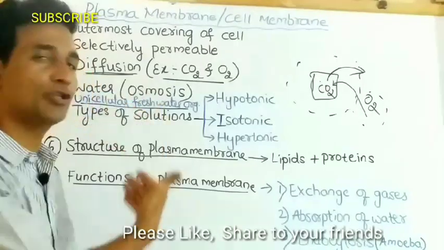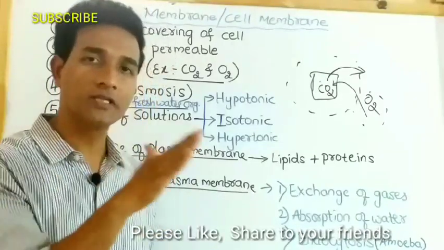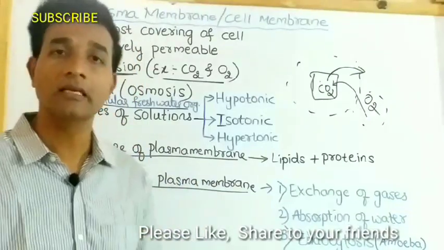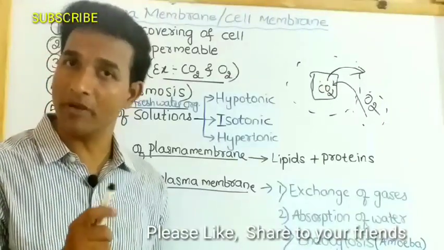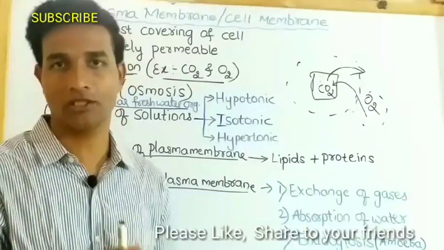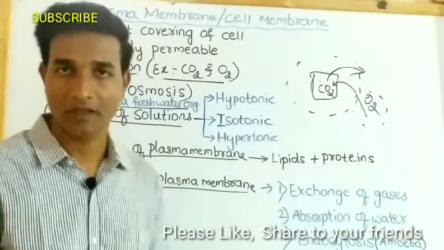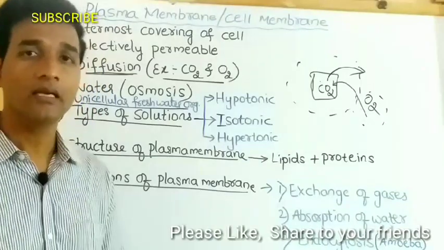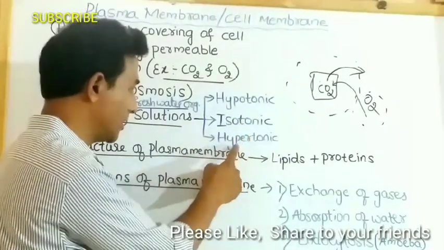Then what is the difference between diffusion and osmosis? Diffusion is molecules or ions moving from the region of higher concentration to the region of lower concentration. But when we come to osmosis, it is also a type of diffusion. But here there is a selectively permeable membrane, that is plasma membrane. It allows only water molecules to pass through. And now we have to study types of solutions. In order to know how the cell behaves, we have to study three types of solutions: hypotonic, isotonic, hypertonic.